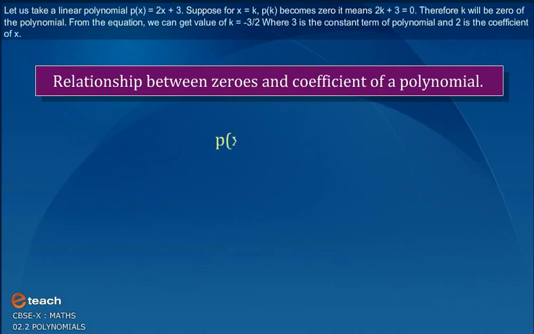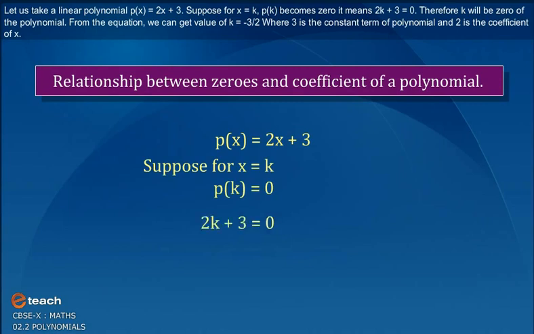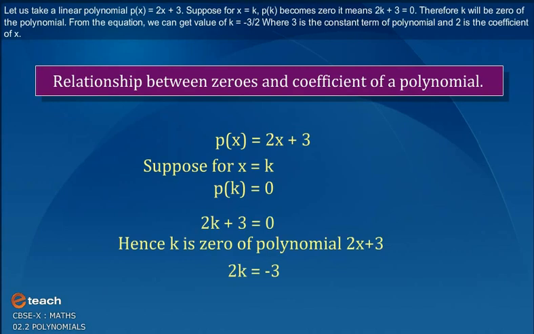Let us take a linear polynomial, P of x is equal to 2x plus 3. Suppose for x is equal to k, P of k becomes 0. It means 2k plus 3 is equal to 0. Therefore, k will be a zero of the polynomial. From the equation, we can get the value of k is equal to minus 3 by 2, where 3 is the constant term of the polynomial and 2 is the coefficient of x.